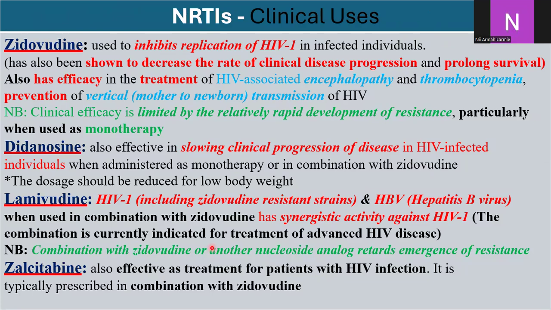Clinically, these drugs have been used. Again, we are interested mostly in HIV infections. So zidovudine, for example, has been used to inhibit replication of HIV virus in infected individuals. It's been shown also to decrease the rate of clinical disease progression, and it helps prolong survival of our patients.